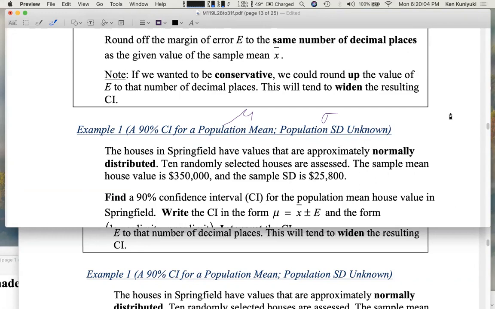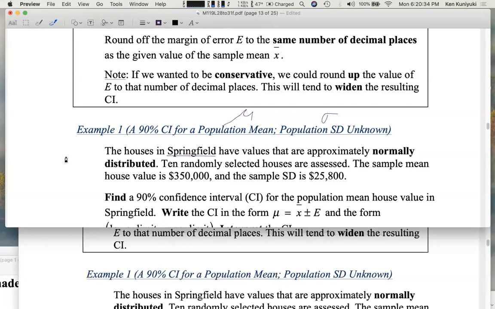So let's say that you're a house assessor. You work for a real estate company. You assess house values in the lovely city of Springfield, maybe from The Simpsons. So you go around assessing their value. You want to know how much the average house is worth in the lovely town of Springfield. Well, is it lovely? Okay. So we're going to do some assessing and try to estimate the average house value in Springfield.